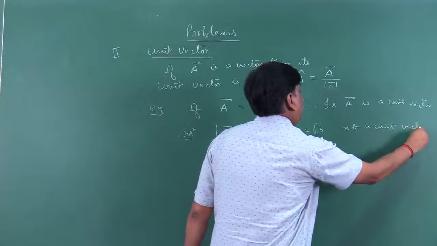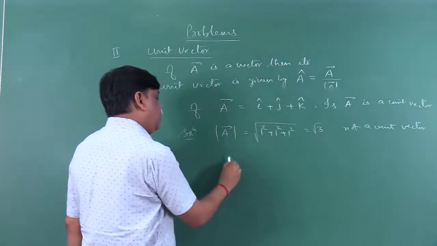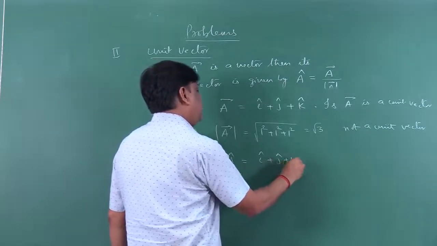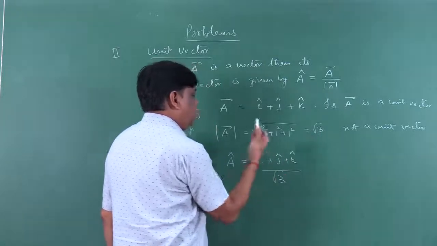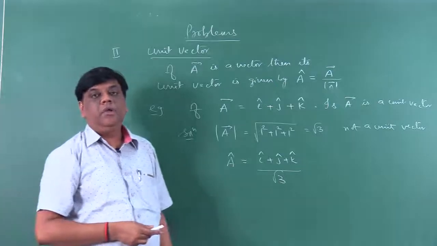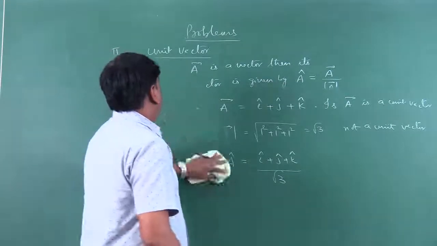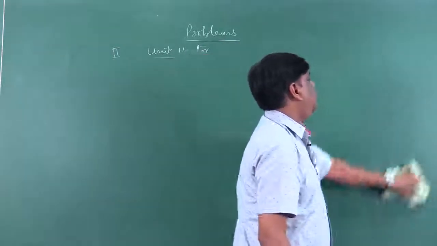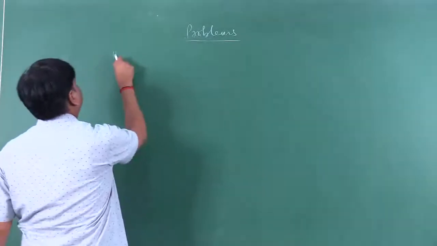What will its unit vector be? Its unit vector will be i cap plus j cap plus k cap vector divided by its magnitude. This will be the unit vector for the vector A. Hopefully it is clear to all of you. Okay. So next let us see the other concept which I have taught you regarding the position vector.